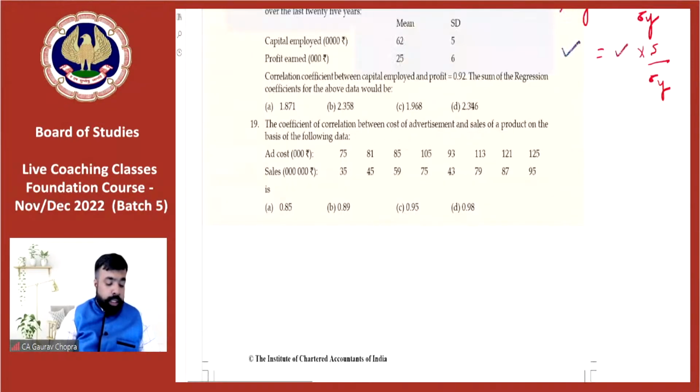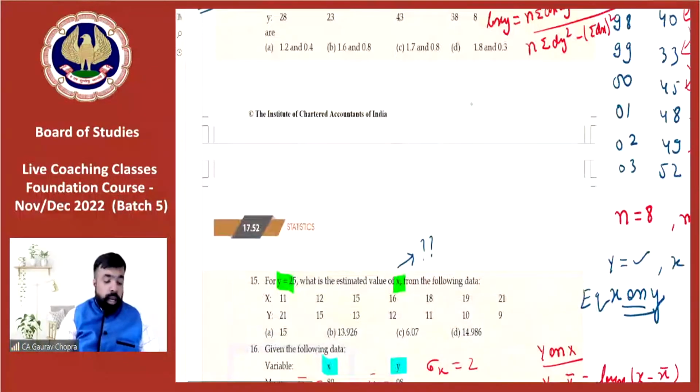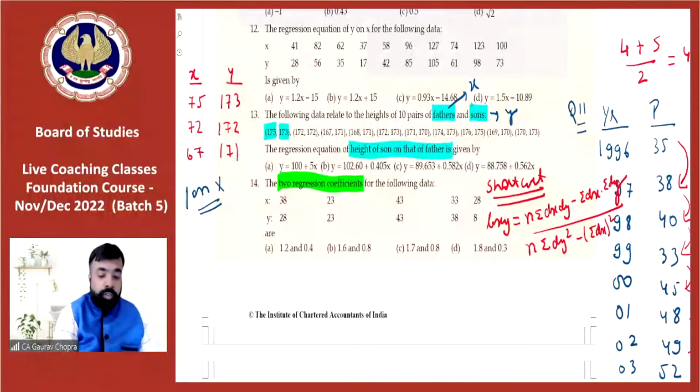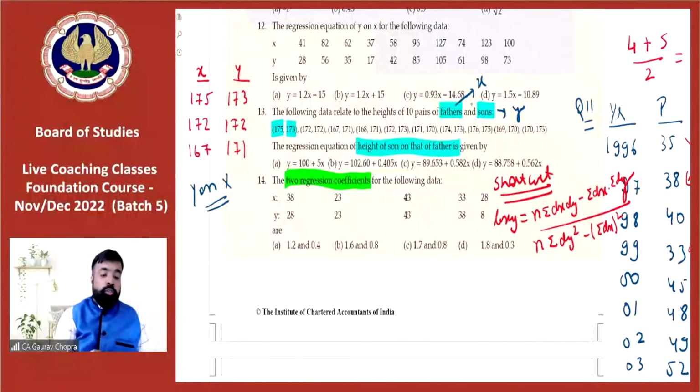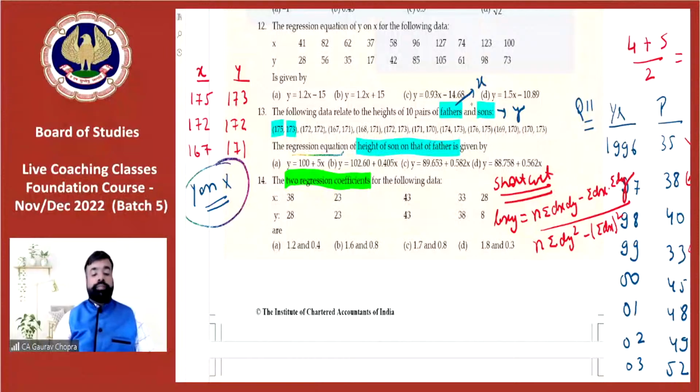Okay, Lakshmi is asking in question number 13, after separating x and y, what we have to do? We have to find the equation. The question is asking you to form the equation. Which equation? Son on father, that is y on x. You require y on x.